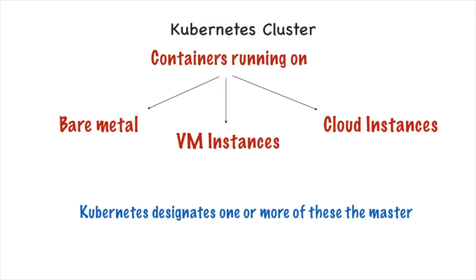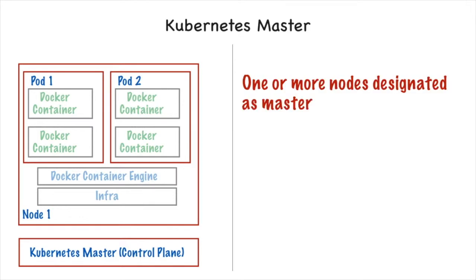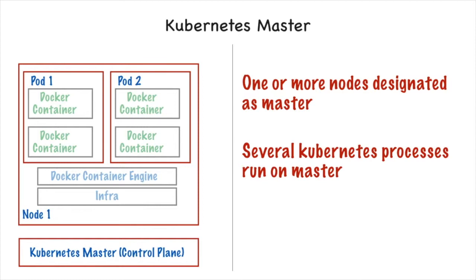It doesn't really matter. Once we have a large number of these instances and these together form a cluster, Kubernetes is going to designate one of these instances as a master and all of the rest as the workers. The master is now going to run a set of Kubernetes processes. These processes will ensure the smooth functioning of the cluster, and collectively these are called the control plane. Remember this word, the control plane of the cluster. This is something that you will see quite often.